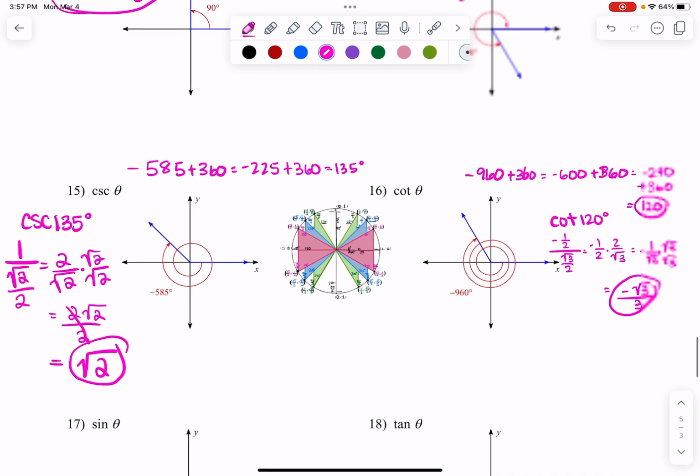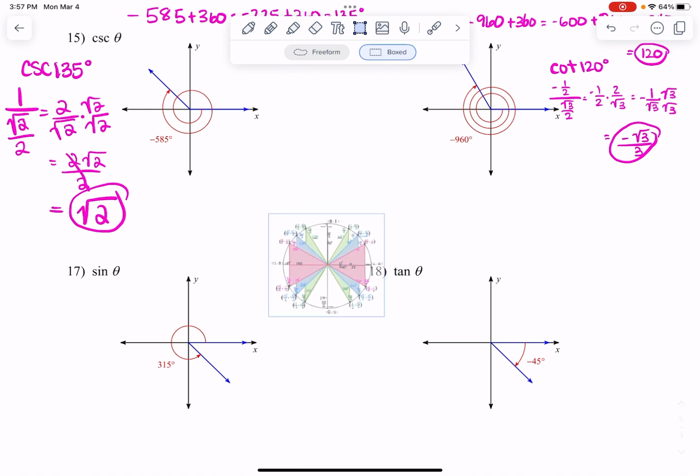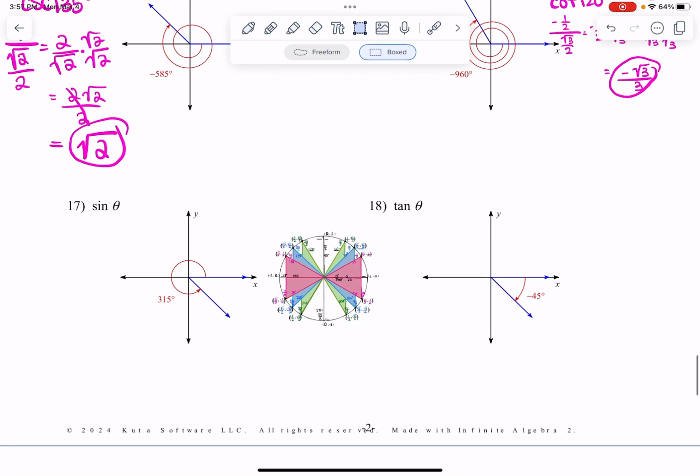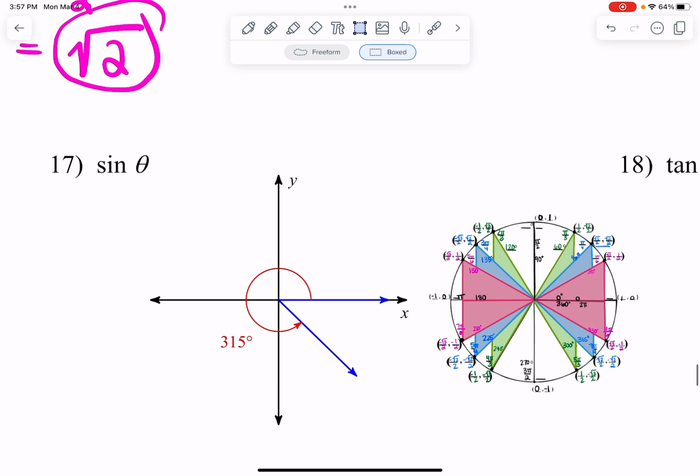Then for our last two problems, let's go ahead and move our unit circle down so we can see it. For this first one, super, super easy. It's just asking for sine of 315. 315 is right here, so we look at our y-coordinate. So this one is going to be negative square root of 2 over 2.